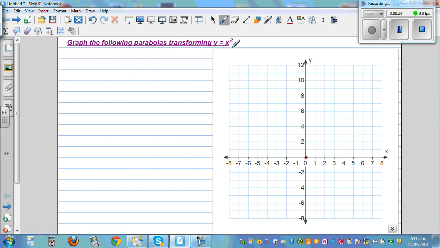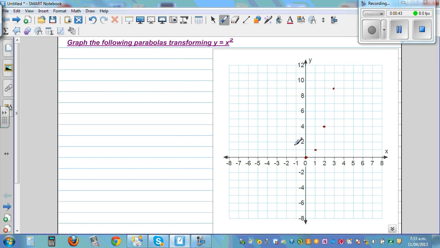Say what happens when x is 1. So when x is 1, 1 squared is 1. So 1, 1 is a coordinate. Then when x is 2, y would be 4, because 2 squared is 4. When x is 3, y is 9.